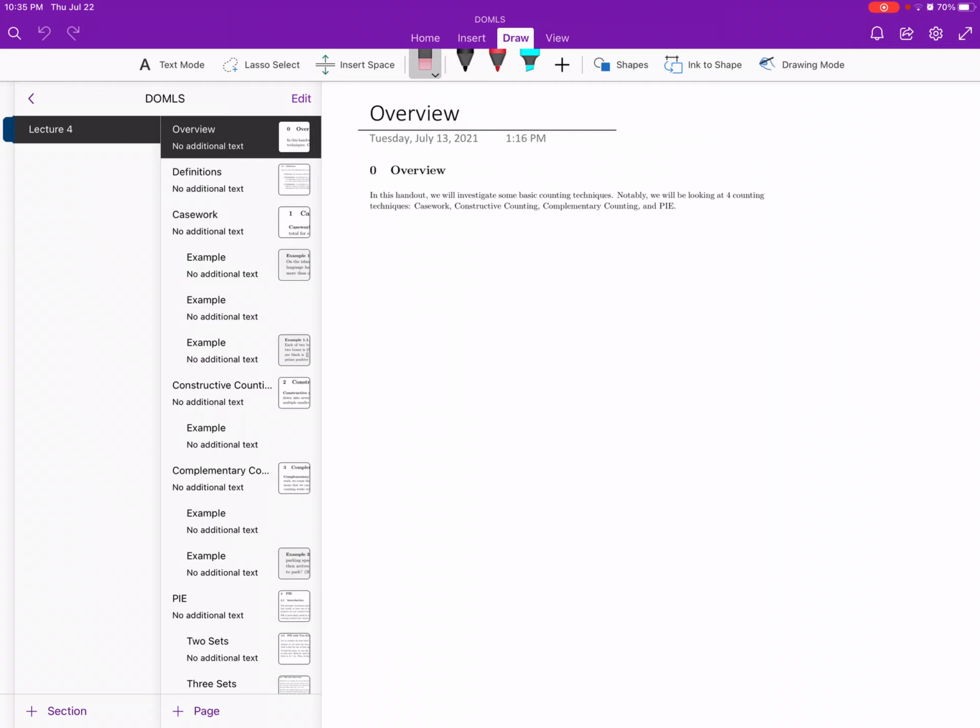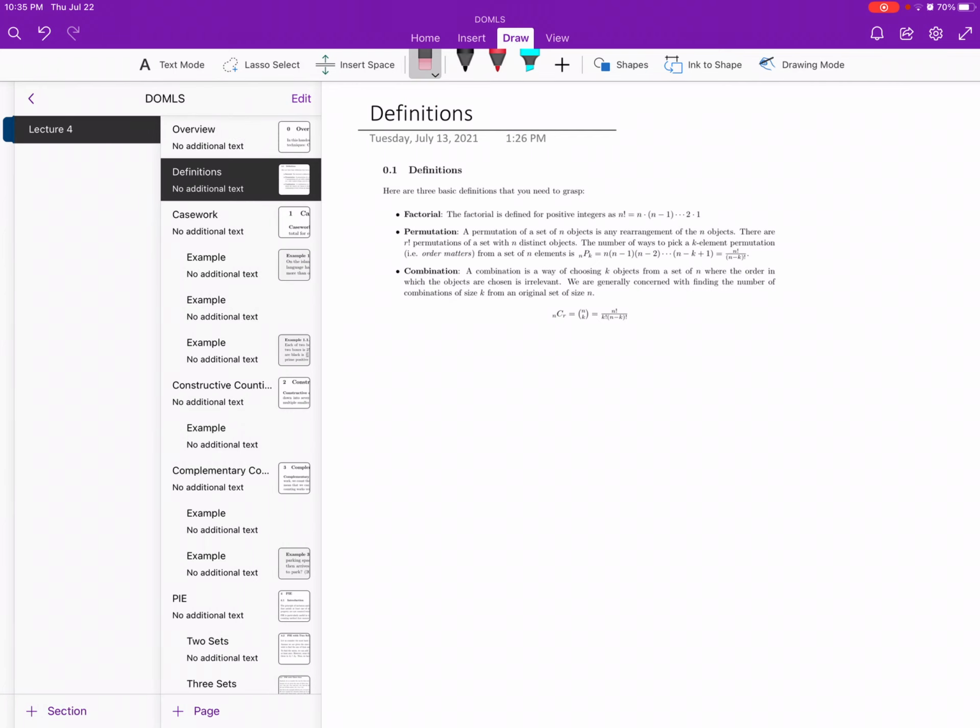So let's go over some definitions. There are three definitions that we need to grasp. But before them, let's go over some perhaps even more basic principles that are fundamental to combinatorics. The first one that we're going to talk about is the addition principle. I'm just going to say AP.